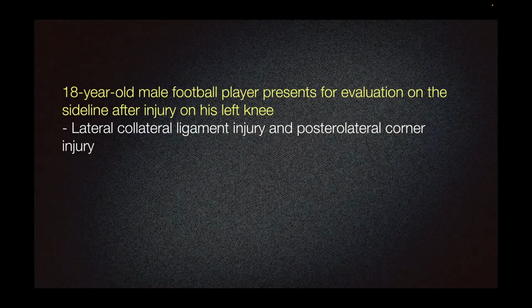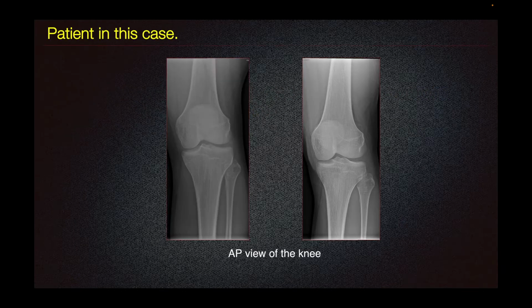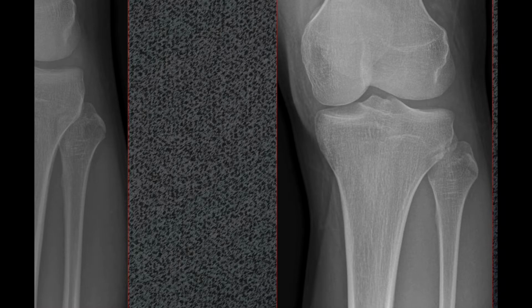An 18-year-old male football player presents for evaluation on the sideline after injury to his left knee. There is concern for lateral collateral ligament injury and posterolateral corner injury. The patient in this case presented with this knee radiograph.